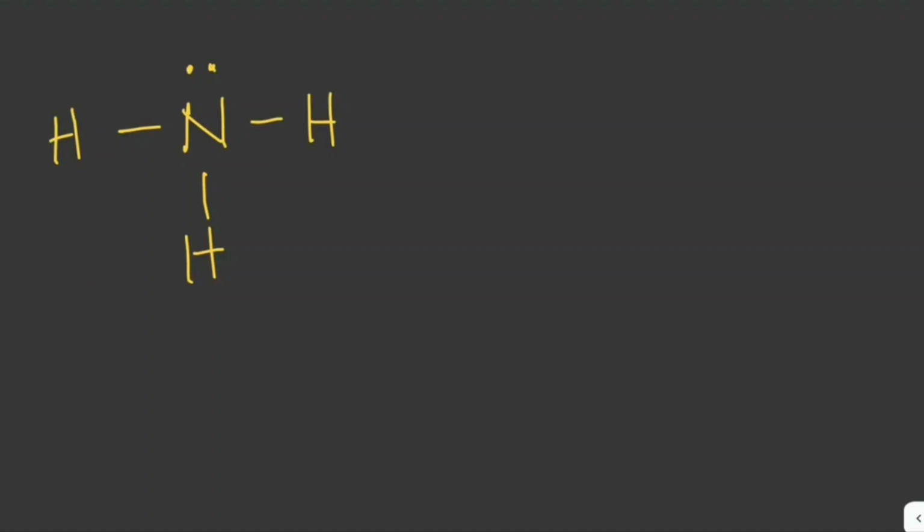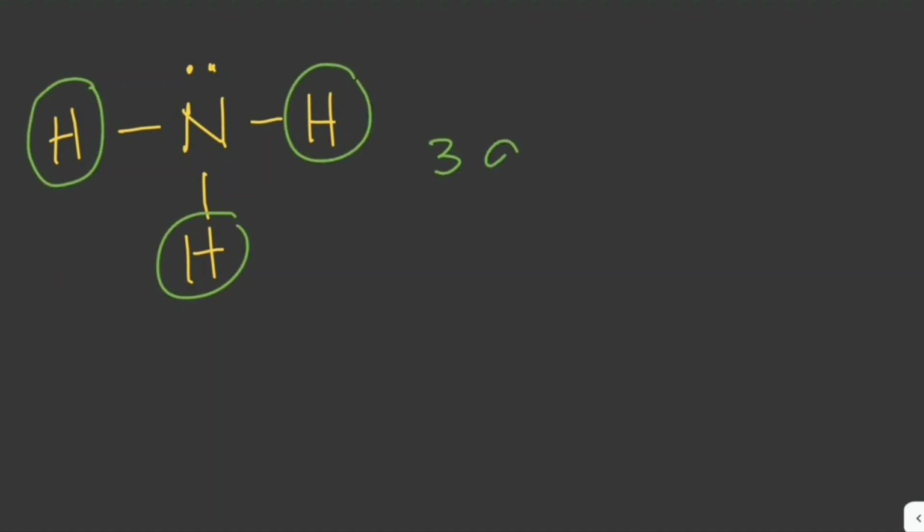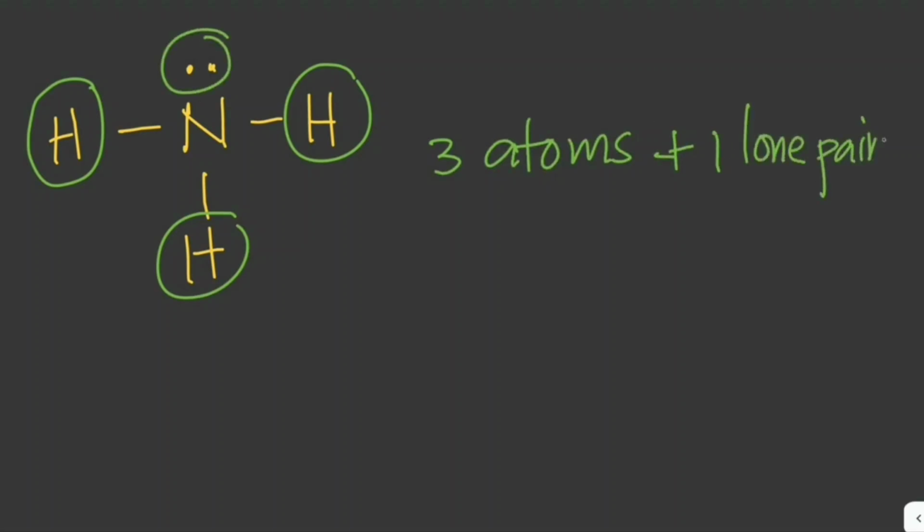What if we're given this structure? What is the hybridization of the nitrogen atom in this molecule? So we count the number of atoms attached to nitrogen, and we have 3 atoms attached to it, plus we have 1 lone pair here. That would be equal to 4. Therefore, the hybridization of this is sp3.